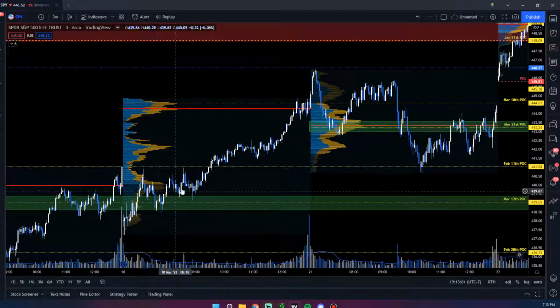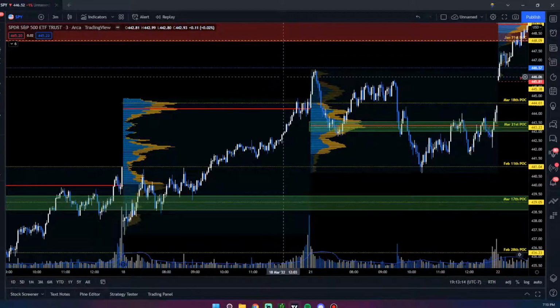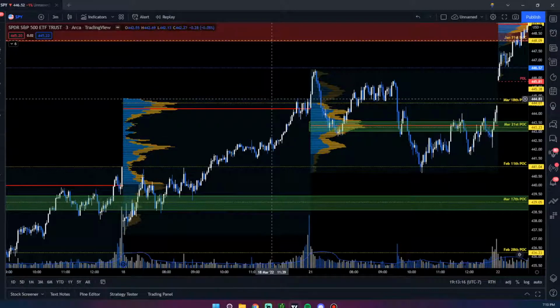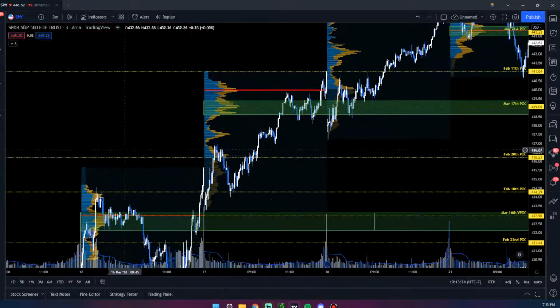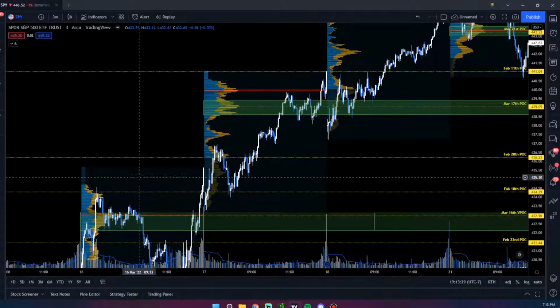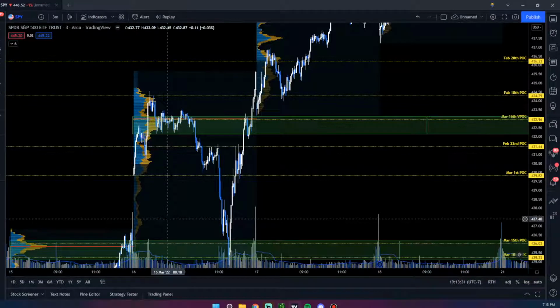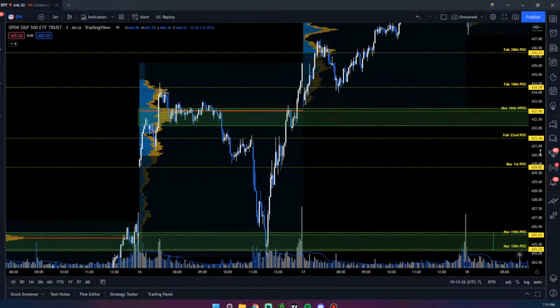So we can all agree this opened up sideways, but then it turned into a trending day, right? We just kind of ripped faces from, I don't know, 439 to 444. Oh, wait, this is this day's POC. Never mind, I'm sorry. Let me find a good one. Oh, here you go. This right here is perfect.